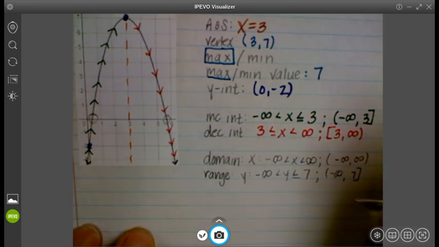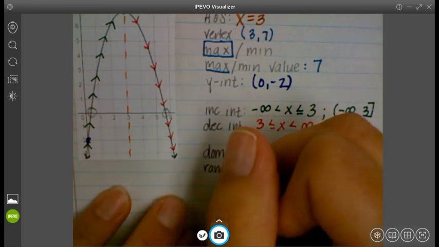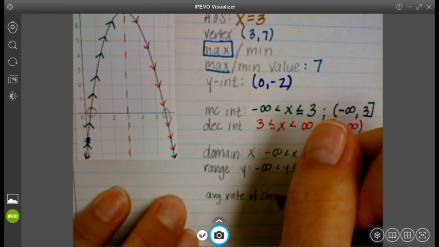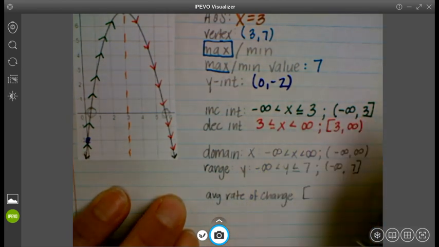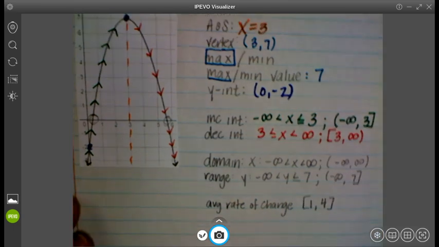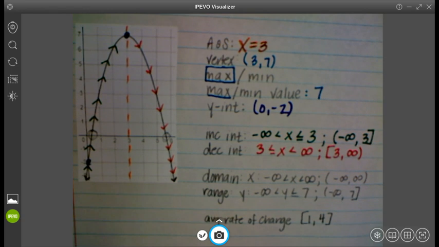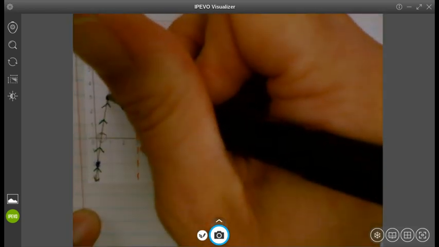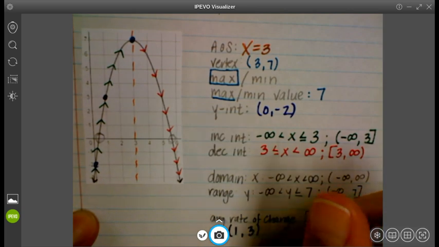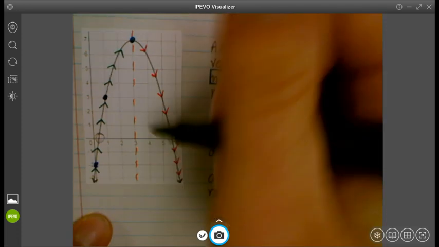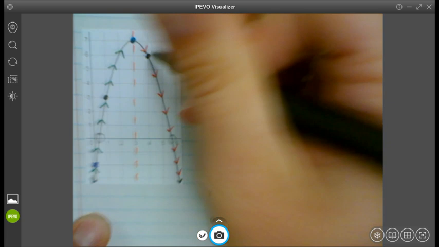And then the last thing we're going to find is the average rate of change over the interval from 1 to 4. So find the point on our graph where x equals 1. x equals 1 right here, and that is the point (1, 3). Find the point on our graph where x equals 4, and that is the point right here at (4, 6).